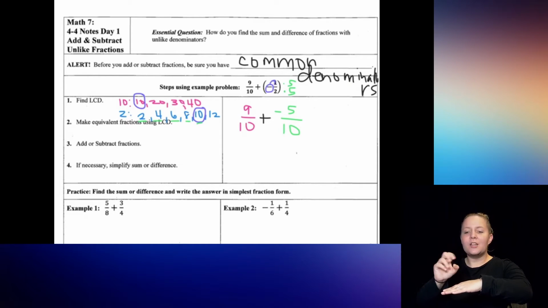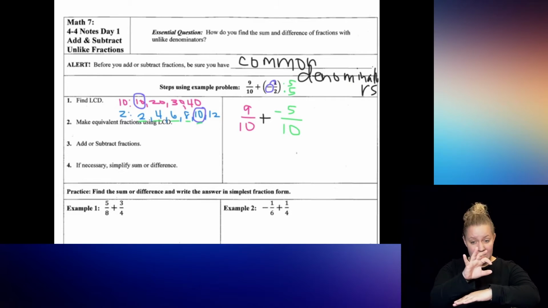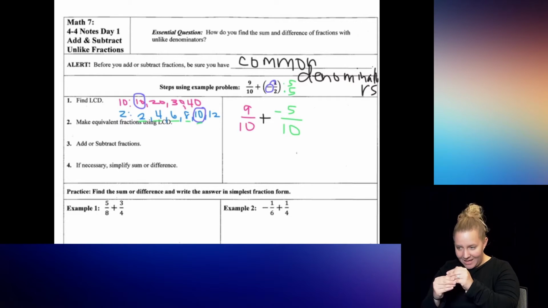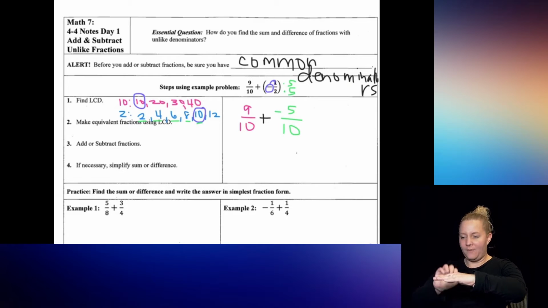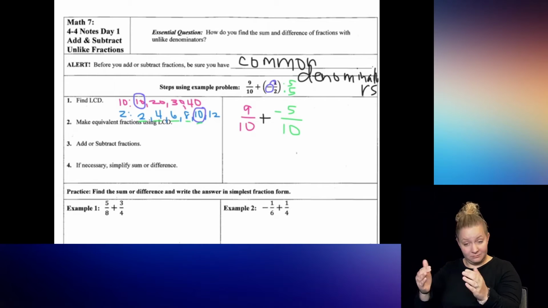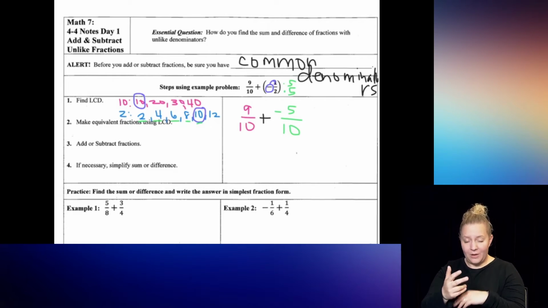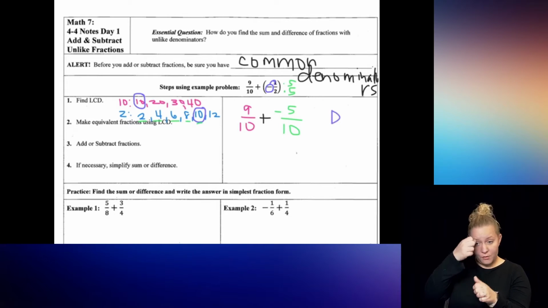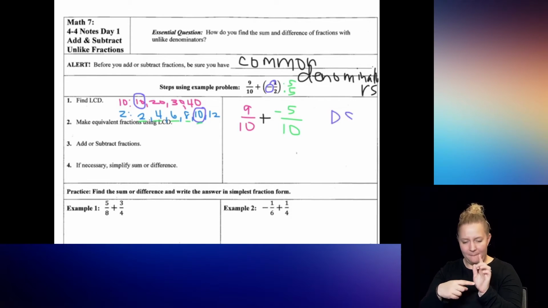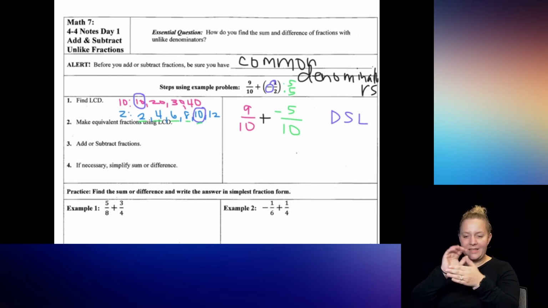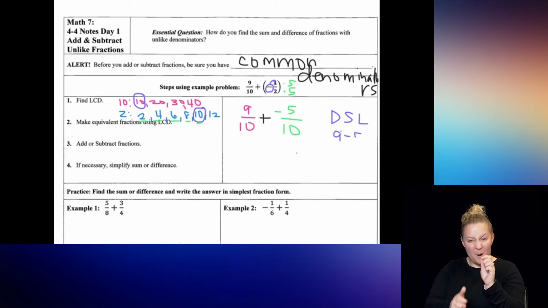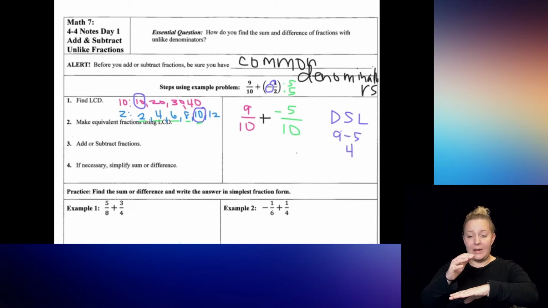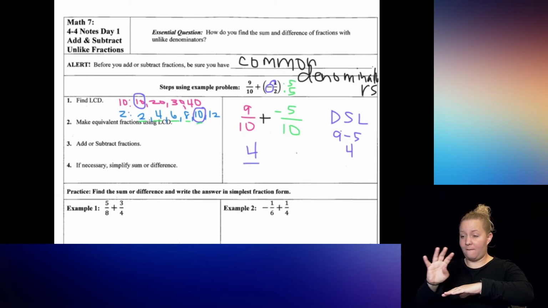So now that you see it's 9 over 10 plus a -5 over 10. So for step 3, we're going to just add or subtract the fraction. So yes, I see that it's an addition sign, but if I have a 9 plus a -5, we know from last chapter that we need to use the different signs rule, because one's a positive, one's a negative. We're going to subtract them and keep the larger. So then I'm going to take 9 minus 5. I end up with 4. The larger is positive. So my answer here is 4/10.